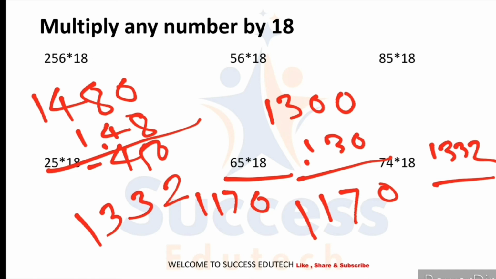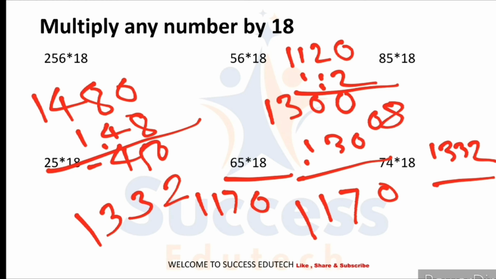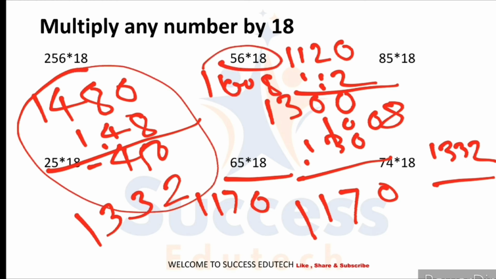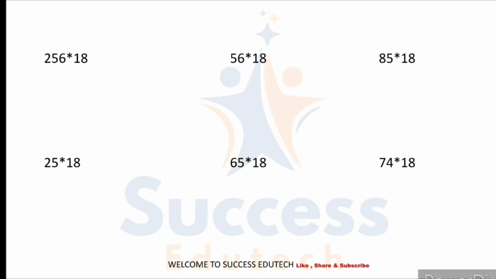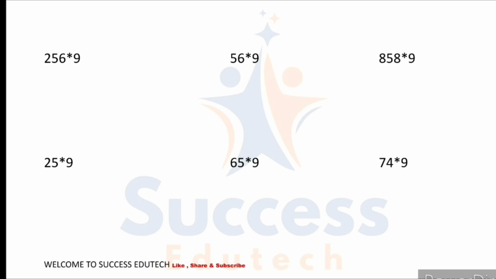Now again for 56: the double is 112. Put a 0 and subtract 112, so 560 minus 112 is 448. This is my answer of this question. I hope you understand this. So what is the basic behind this multiplication?